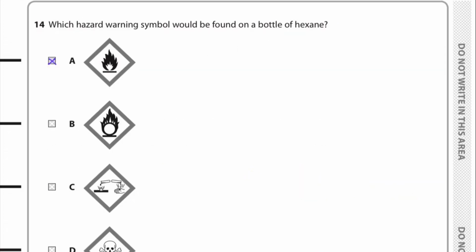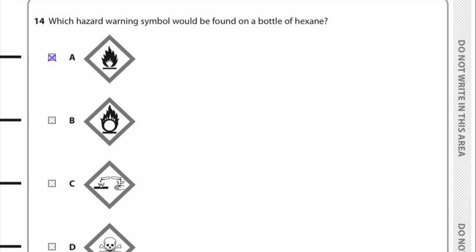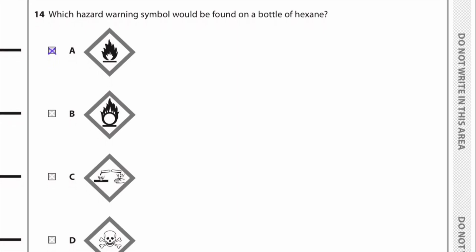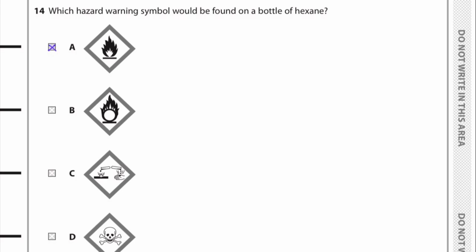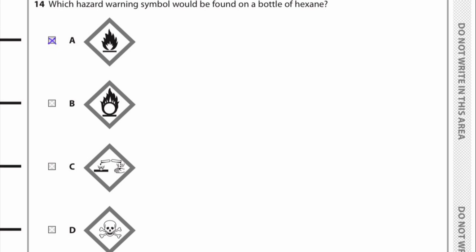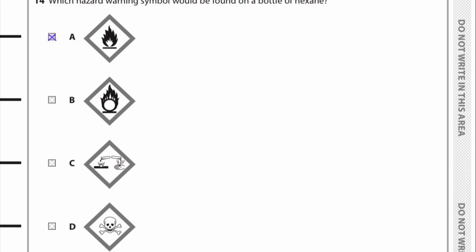Question 14. Which hazard warning symbol would be found on a bottle of hexane? Remember, hexane is a hydrocarbon, which is very flammable. When you look at the hazard symbols, A represents flammable. So this is the answer.